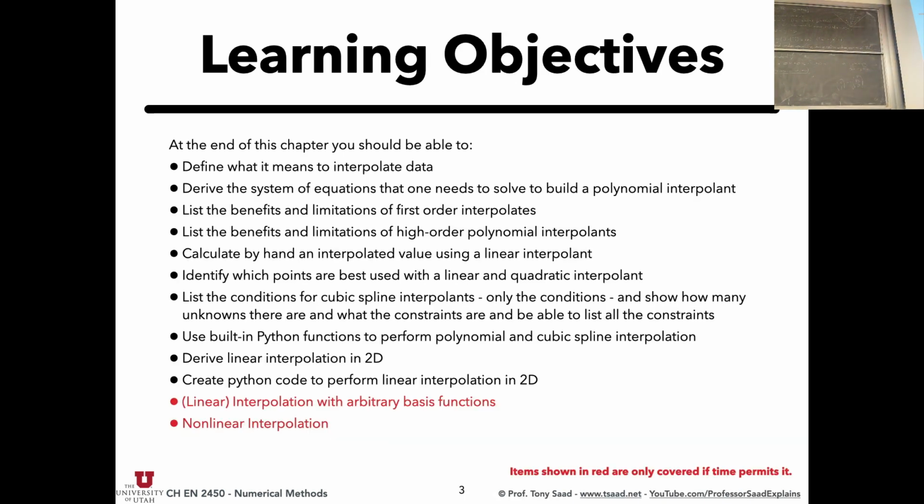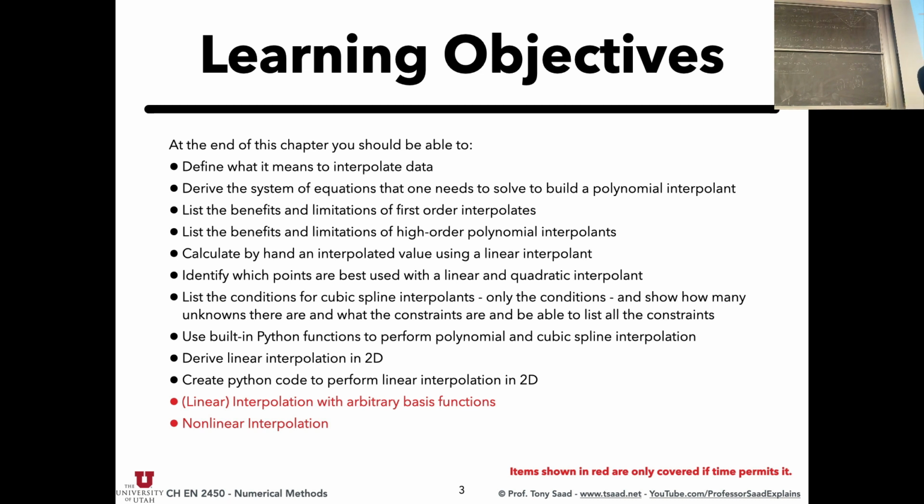And again, with every chapter, I like to start with learning objectives. So that helps you also fine-tune your expectations of the chapter. Hopefully at the end, you'll learn to define what it means to interpolate data. You probably know that. Derive the system of equations that one needs to solve in order to build what we call a polynomial interpolant. List the benefits and limitations of first-order interpolants. List the benefits and limitations of high-order polynomial interpolants. Calculate by hand an interpolated value using linear interpolation. That's the example we're going to start with, actually.